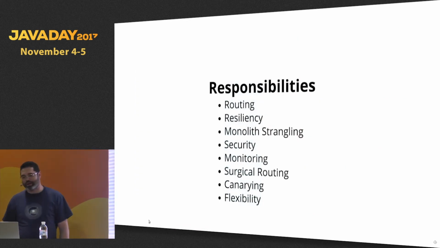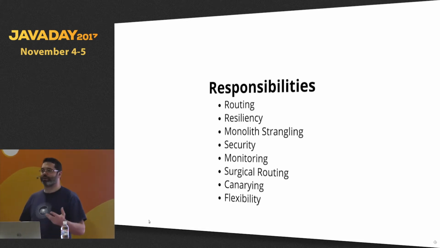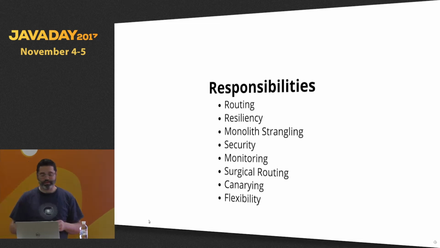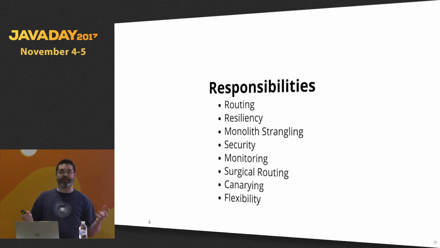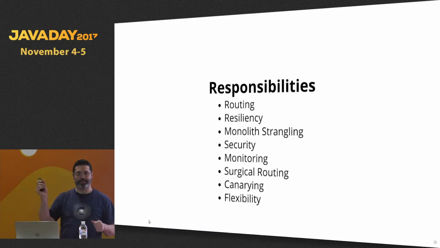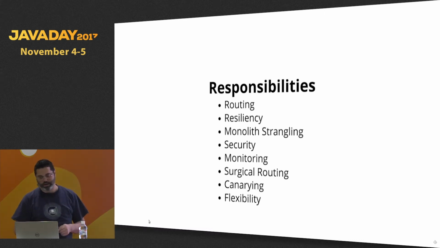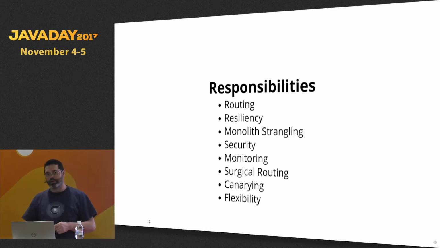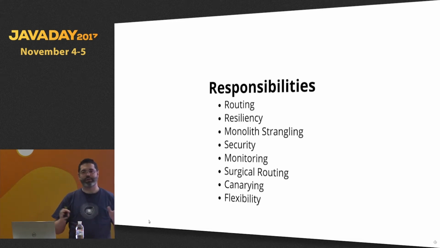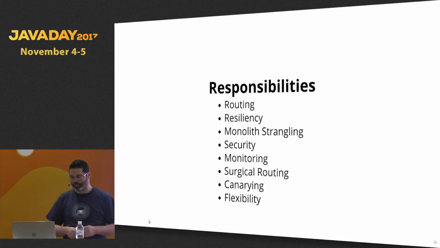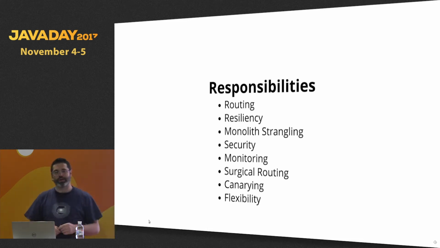API gateways have lots of different responsibilities and can do different things depending on your application's needs. The most basic thing it does is routing, right? Hey, I want to go to the user service and send it there. They can be used for resiliency. If you have failures in a particular zone or region or with a particular application, it can route around those problems.